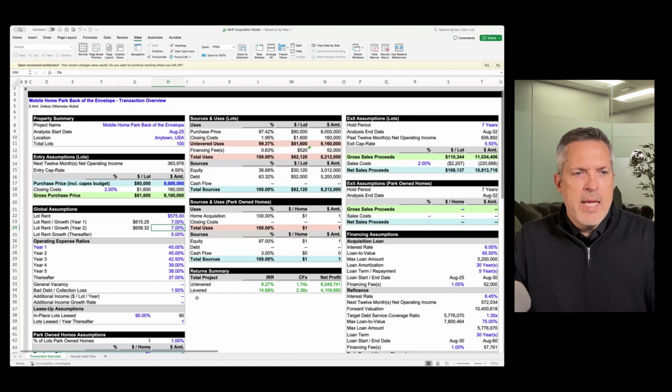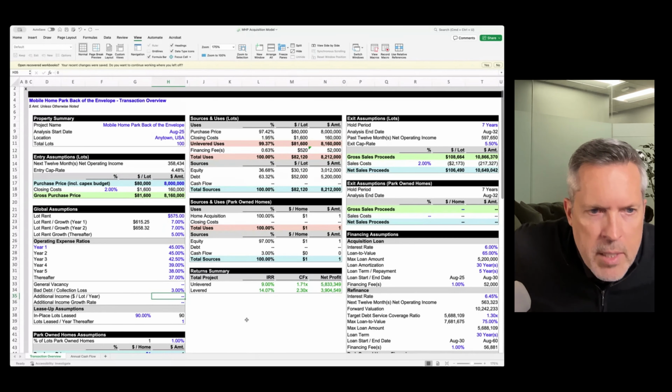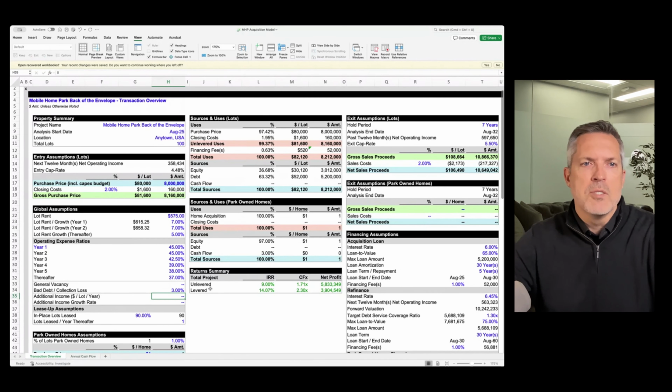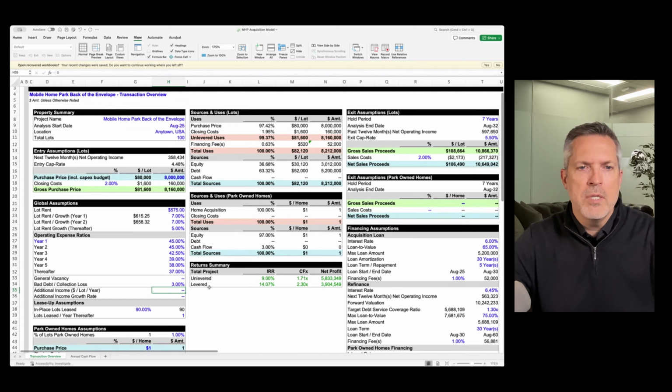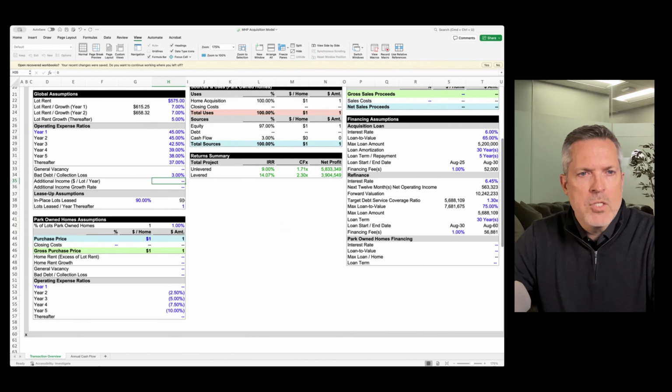Okay, next, bad debt. You're never going to collect 100%, so maybe that's more like 3%. You'd want to also add a vacancy factor, just assuming that you're going to have some vacancy at all times at this park. There's going to be some sort of turnover, so you never really recoup 100% of expected revenues from your rent roll. All right, so we're 90% occupied.